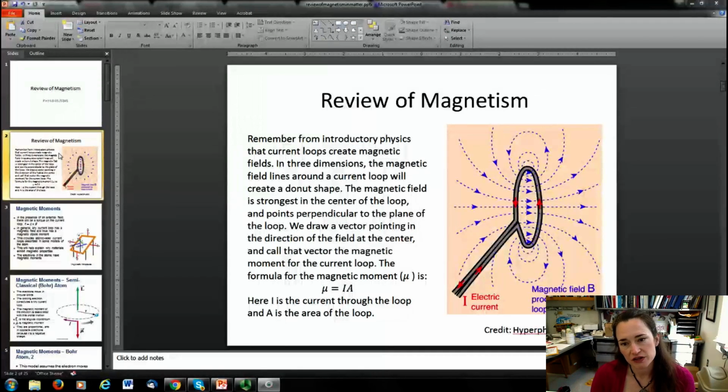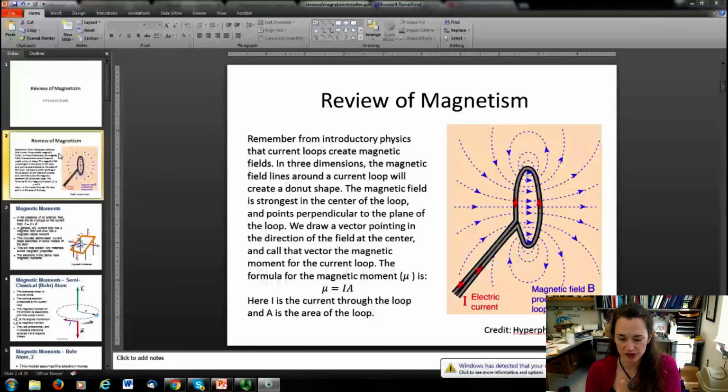So the magnetic field is strongest in the center of the loop, and it points perpendicular to the plane of the loop in the center, okay? So we're going to draw a vector pointing in the direction of the field at the center and call that vector the magnetic moment for the current loop. Now the formula for this magnetic moment is equal to the current through the loop, I, times the cross-sectional area of the loop. So for a little circular current loop, it would be pi r squared, where r is the radius of your current loop, okay? And we're going to use mu as the symbol for the magnetic moment.